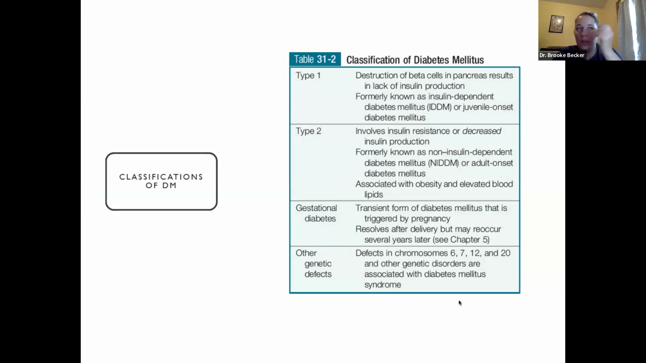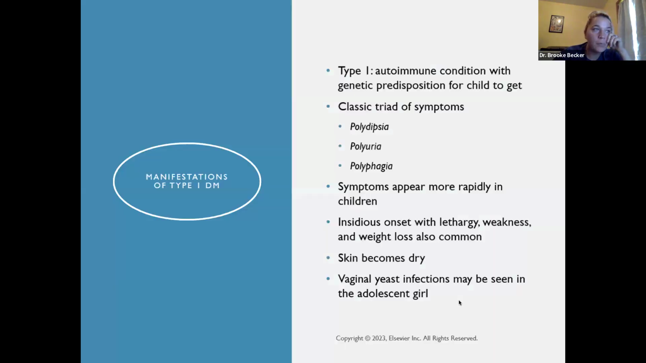Type 2, they're not always on insulin. They can be on oral medicines, and sometimes if their obesity or reason why they have diabetes is corrected and improved by dietary changes and exercise, then they don't always have to stay on a diabetes medication.